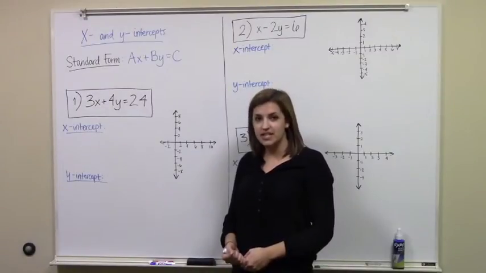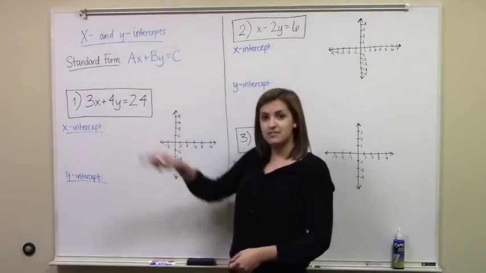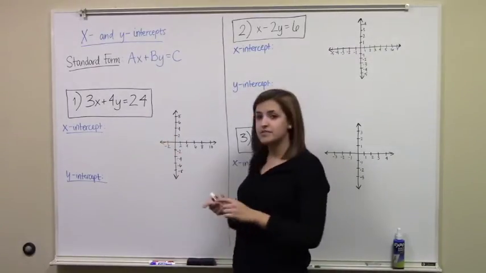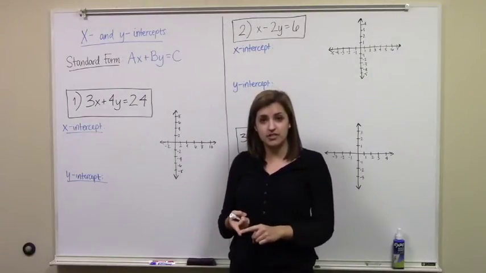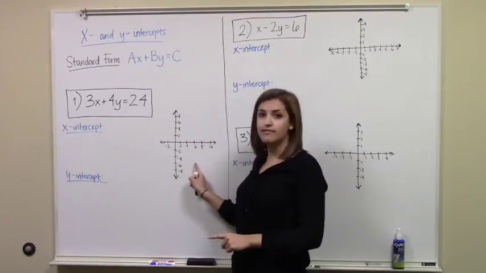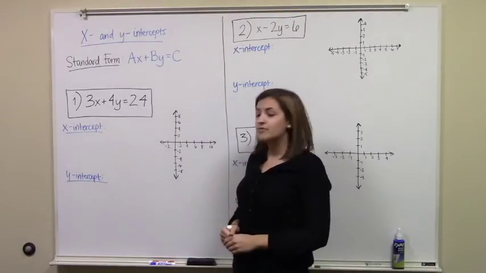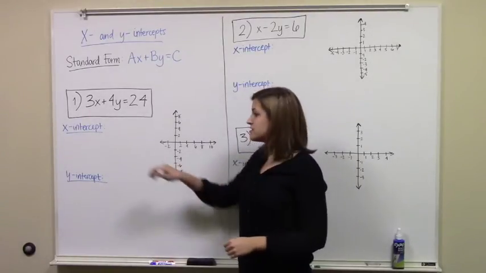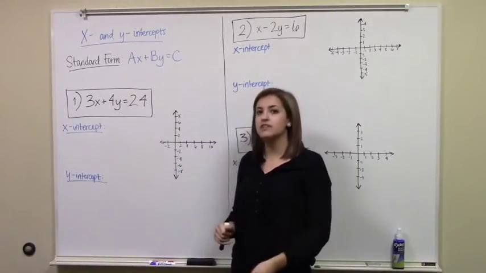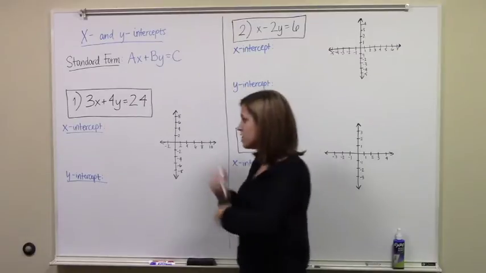Okay, so our first example is 3x plus 4y equals 24. Now, we're going to solve for our x-intercept first, then we're going to solve for our y-intercept, and then we're going to graph our line. So before we learned that to solve for our x-intercept, we need to set y equal to 0 and solve for x. So let's do that.